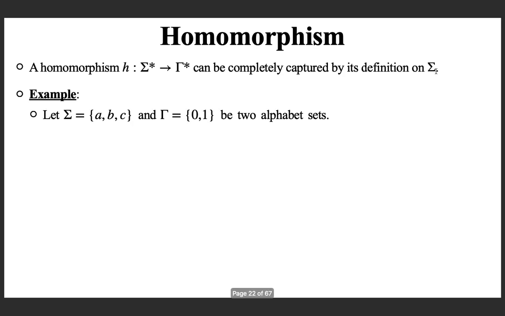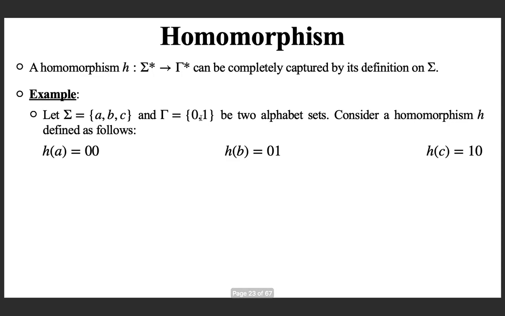So what does it mean? It is enough to look at what is h of A, what is h of B and what is h of C to see what is h on any string on sigma. This example will make it very clear. We have sigma as this set and gamma as the binary alphabet set. Now consider the homomorphism where h of A is 00, h of B is 01 and h of C is 10.